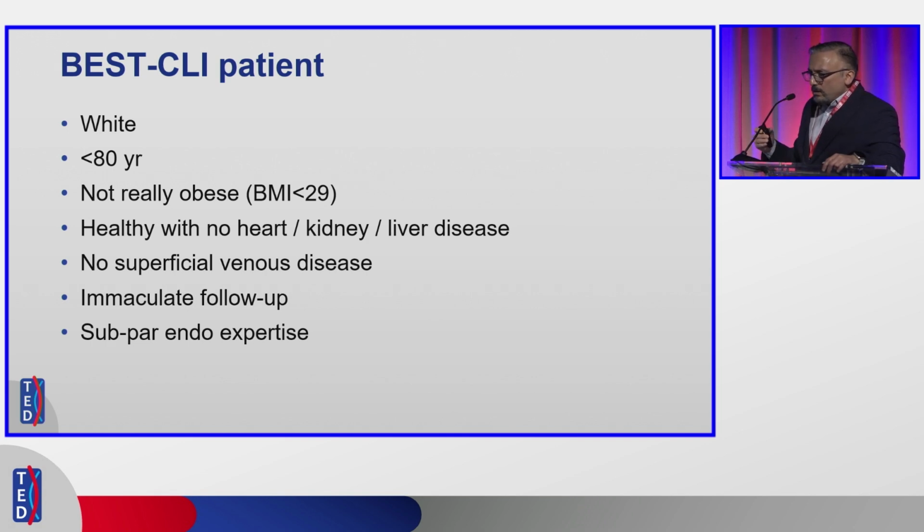So who is Steve's perfect patient? Has to be, cannot be a minority race, has to be less than 8 years of age, definitely not from North Carolina, and has to be healthy with no heart, liver, kidney disease, no superficial venous disease, which we know is 5 times more common than arterial disease. So you got to have a great saphenous vein all the time. These are the patients that have to immaculately follow up with you, give you perfect data, and you have to have an operator that doesn't do many cases. So this is the best CLI patient, in my opinion.